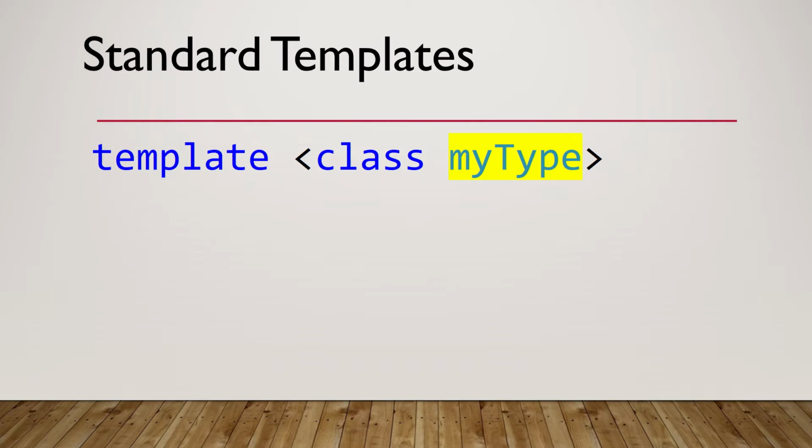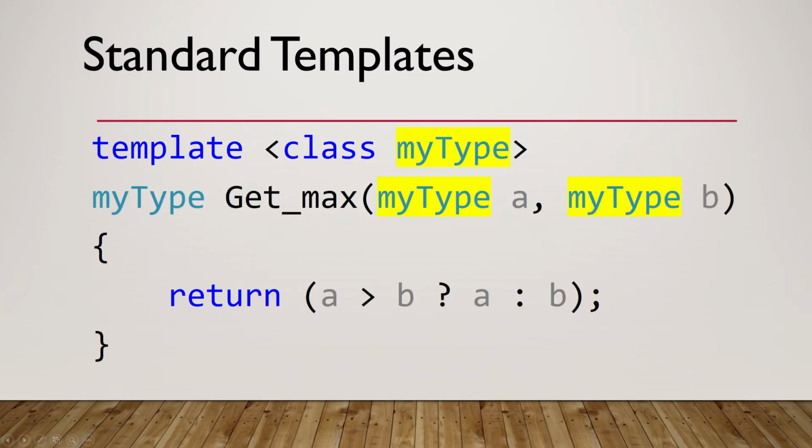First, declare the generic type used in the template, my type. Then use it to declare function arguments. In this example, the function name is getMax with 2 generic type arguments, A and B. Then implement the function body. Return the maximum value of the 2 parameters using the ternary operator.